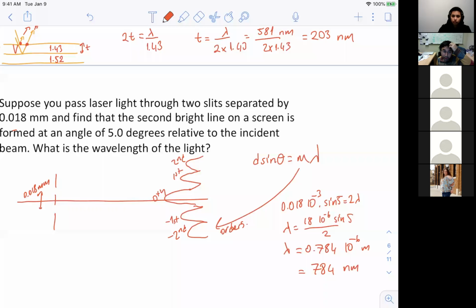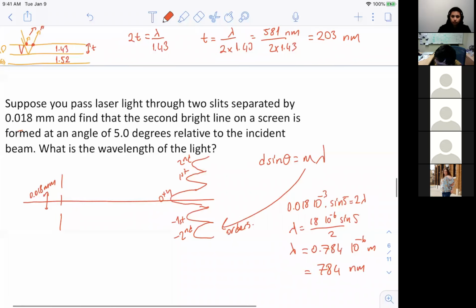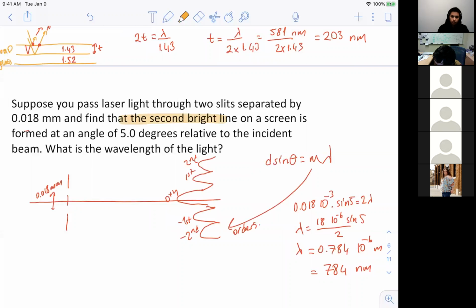Why did you use 2 for m? Because it says the second bright line. So you have the 0th order here, and you have the first order and the second order. So maybe you are asking, why don't you count the 0th order as a first line?